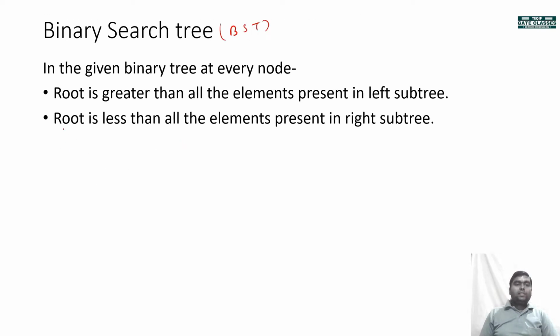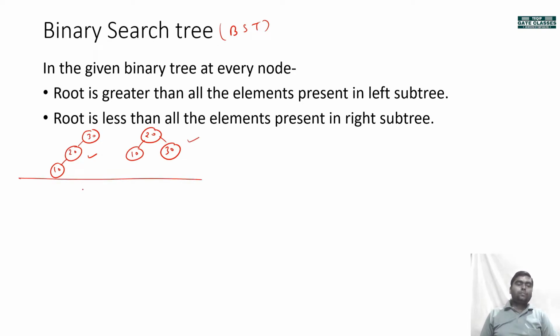So let us take an example. Let us suppose 20, with 10 on the left and 30 on the right. At every node, the key value is greater than its left subtree and less than its right subtree. That's why it is okay.